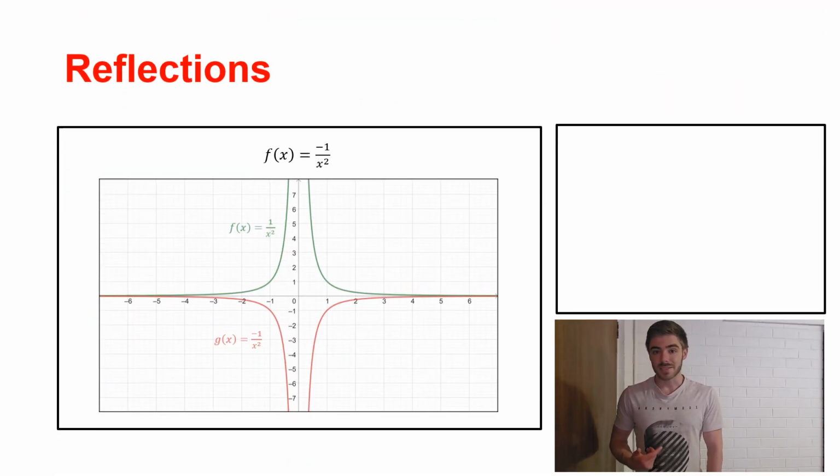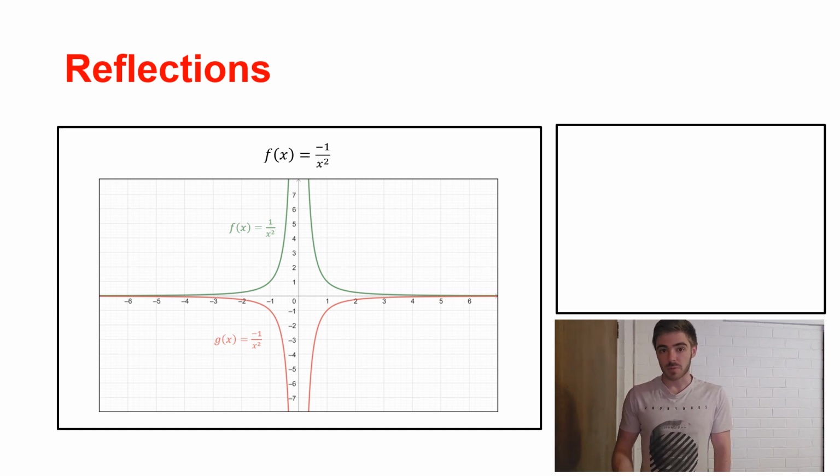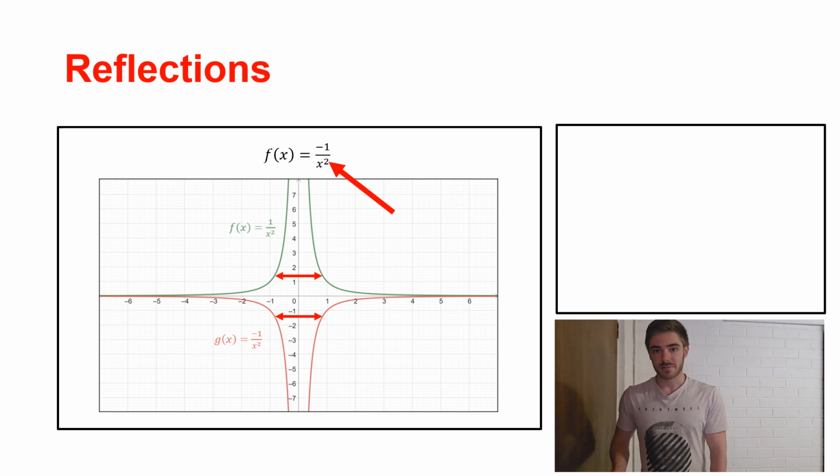Reflections are identified as a negative sign applied to the truncus. The good news is that only a reflection in the x-axis is possible for the truncus. This is because the truncus is naturally symmetrical about the y-axis. We see this mathematically because our denominator is squared, thus removing the possibility of a negative.